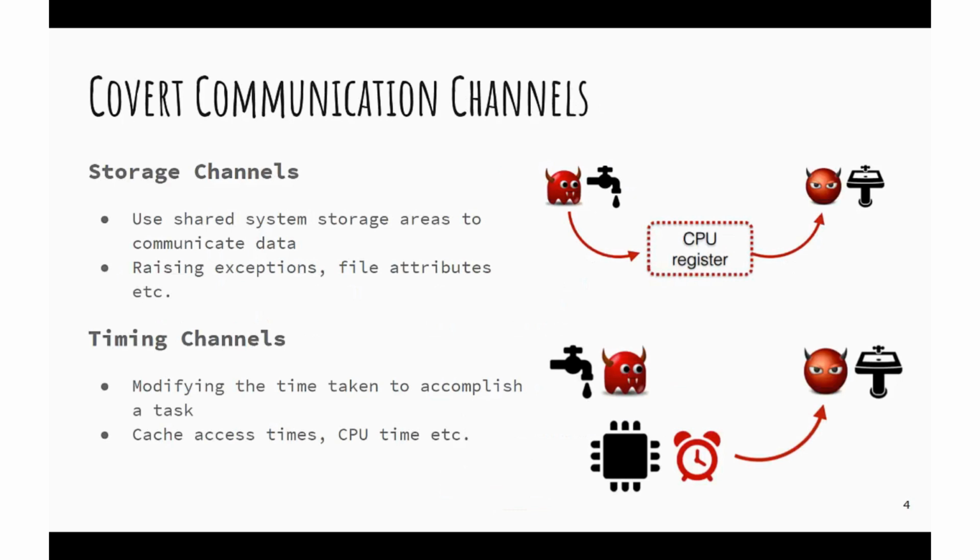Covert communication channels focus on two main types, storage channels and timing channels. Storage channels use shared system storage to communicate, which can be file attributes, CPU registers, or even exceptions. And timing channels use the time taken to accomplish tasks, such as access time or CPU time. As we all saw in the first assignment, we were even able to crack a password using solely a timing attack.